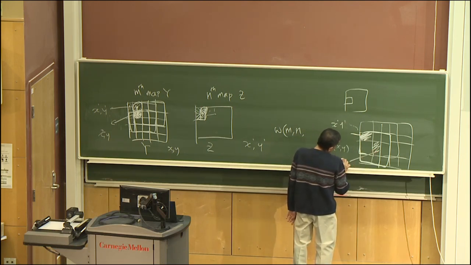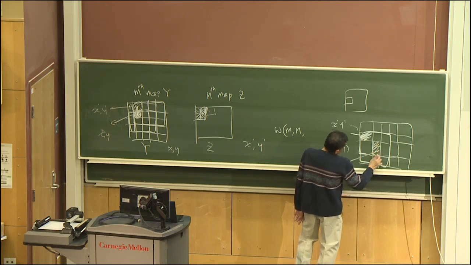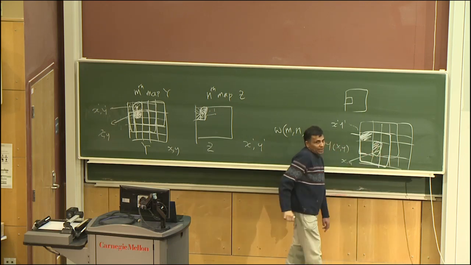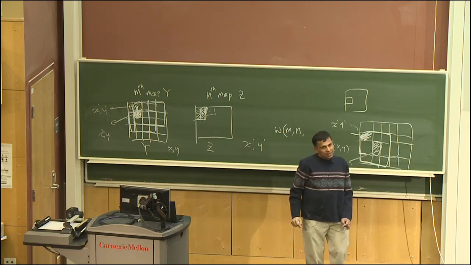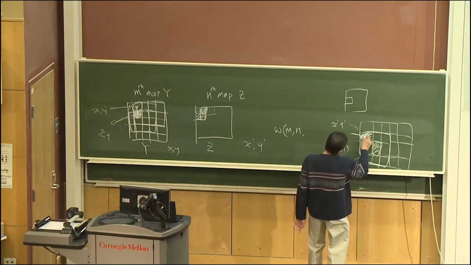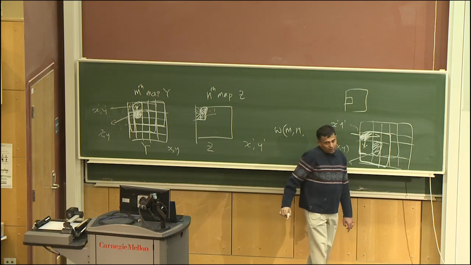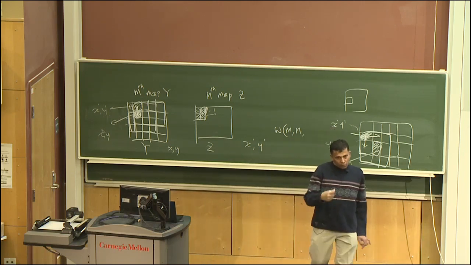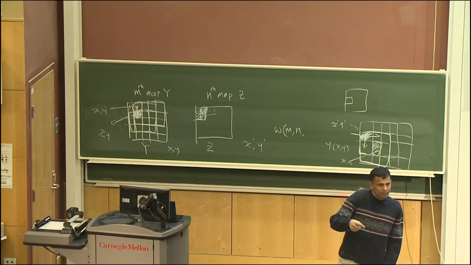This index is xy. So which is the index of the weight with which this xy is being multiplied when you compute the z value over here? That is going to be, in this case, 1, 1, right? That's the location 1, 1. Or more generally, it's going to be x minus x prime, y minus y prime. Make sense to everybody, right?